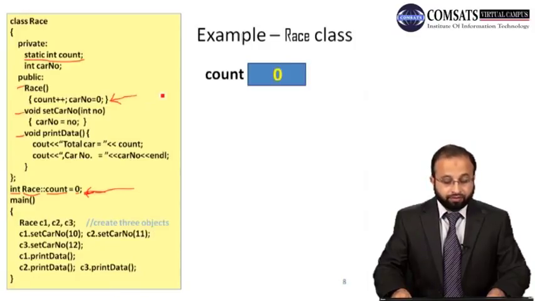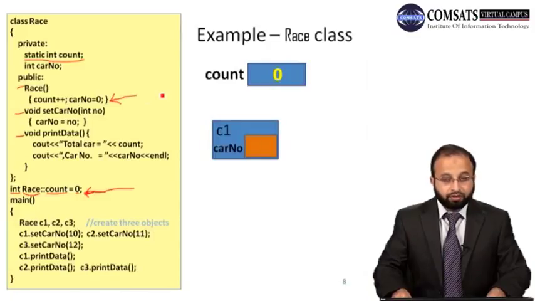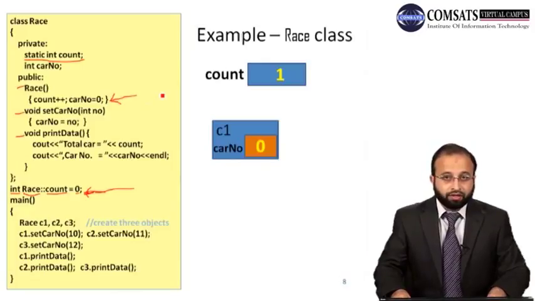Then in the main function, the first statement is you're creating 3 objects. So first, C1 object is created, and then the constructor will be called for C1, the default constructor. It increments the value of count. The value of count becomes 1, and then it initializes the car number with 0. So car number is not a static data member. It is a simple private data member, and each object of a race class has its own copy of car number, but count, a static data member, is global for all the objects of that class.